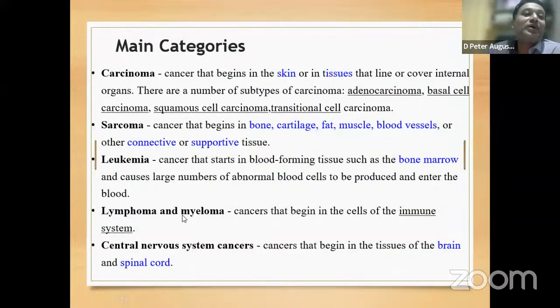The cells. Okay, so the main categories: not just skin related and bone related. Not only the bone, but cartilage, like when two joints are there, right? The tissue joining the bones is there, and fat, muscle, blood vessels. Then leukemia is like bone marrow, you know that.